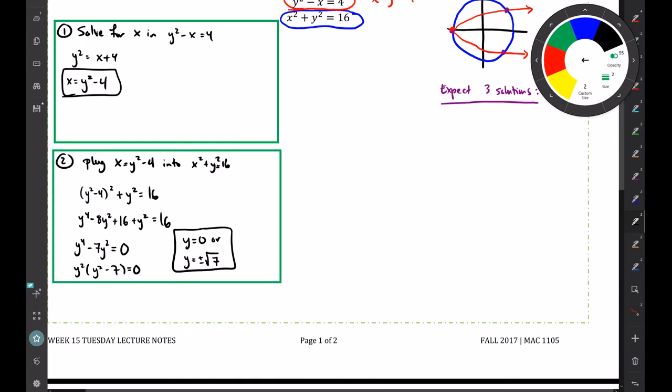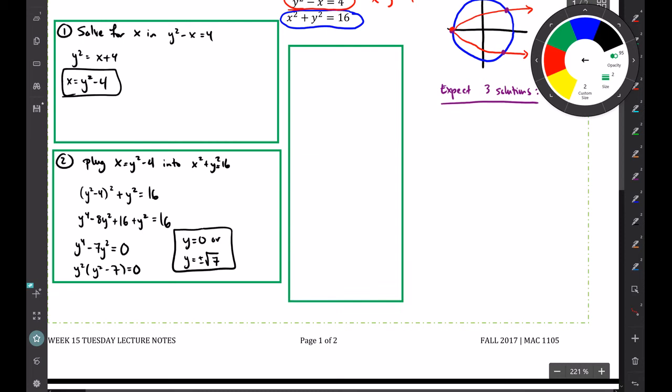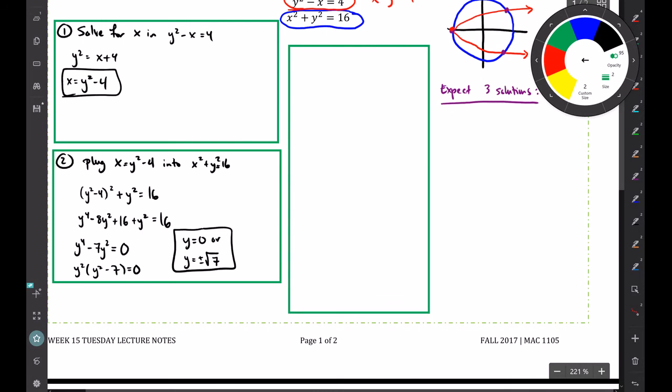And now I need to plug those into the x equals y squared minus 4 equation to get the solution. So step 3 will be plug y equals 0, y equals the square root of 7, or y equals negative square root of 7 into y squared minus x equals 4 to solve for x.